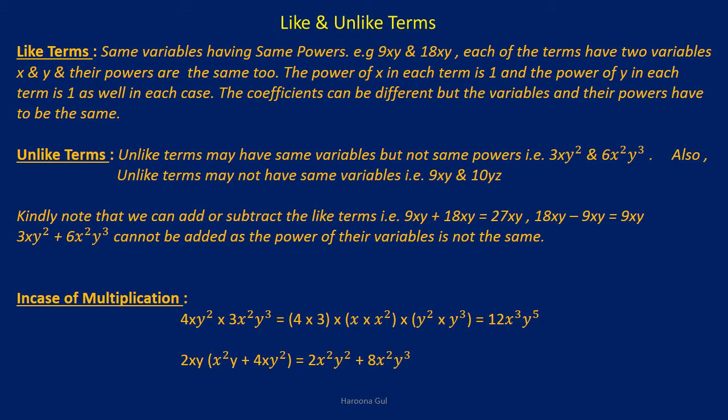Now, in case of multiplication, we group each variable. For example, if we have 4xy squared into 3x squared y cubed, what we're going to do is we're going to group the coefficients and the same variables. That is 4 into 3 into x squared into y squared into y cubed, which is equal to 12x cubed y^5, right?